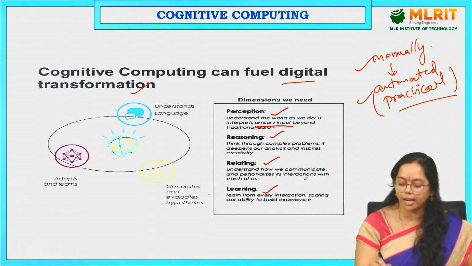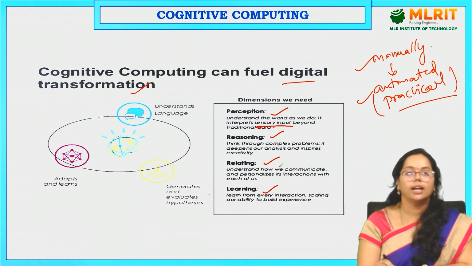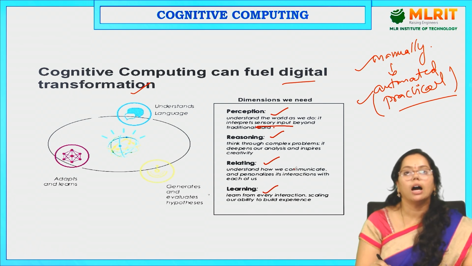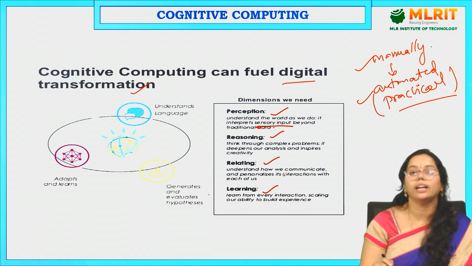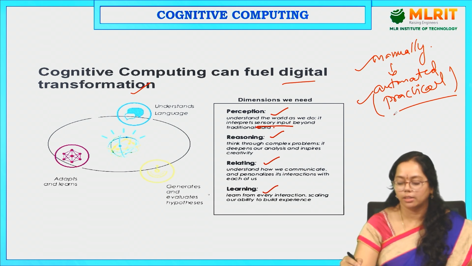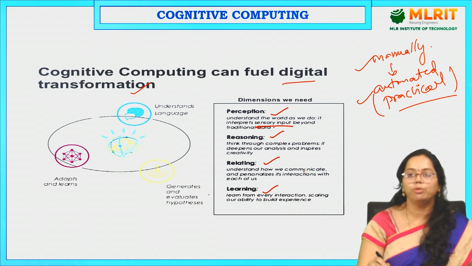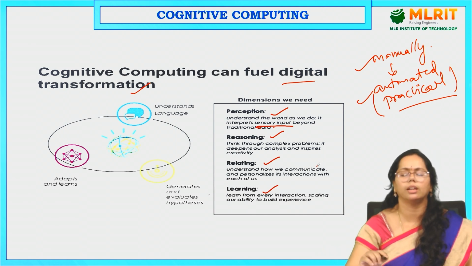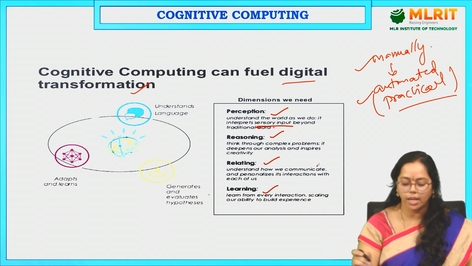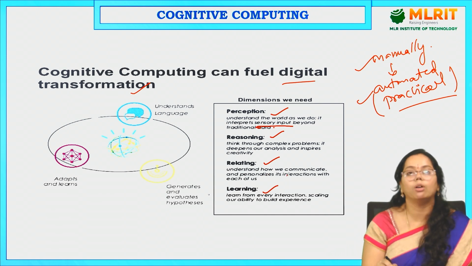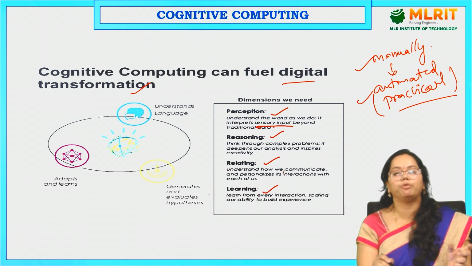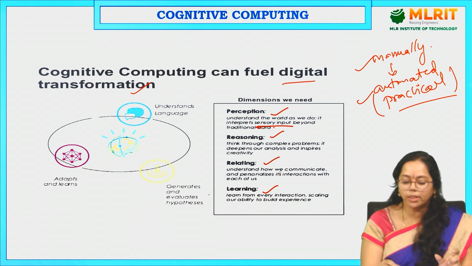Personalize the interaction with each of us. The other dimension is relating. How do you understand how it is related? Say the information which I am trying to analyze, I have to relate it with some other related content. So I need to understand how to communicate different areas. Along with that, personalize its interaction with each of us.